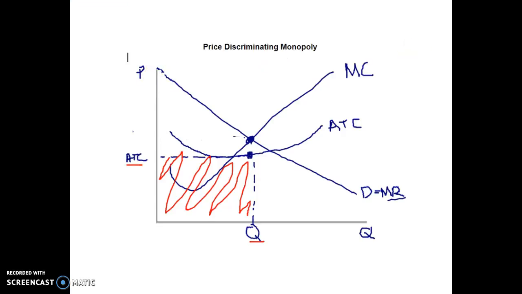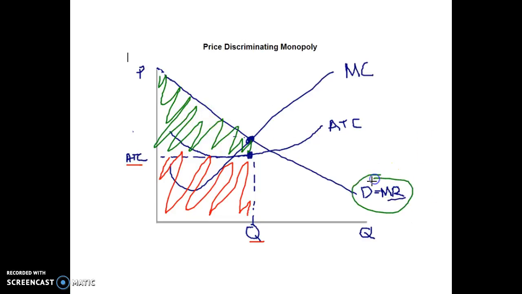And there's going to be no particular price, right? Because I'll charge the first person for the first unit maximum price. I charge the second person a little bit less, the third person a little bit less, the fourth person a little bit less. So what's the big takeaway with the price discriminating?